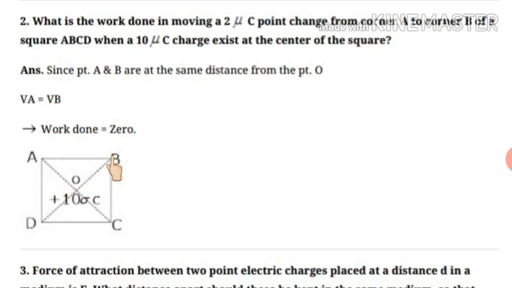Okay, now you can easily see that this A and this B are at the same distance from the center O, and if they are at the same distance from the center O, what will happen? The potential at A will be equal to the potential at B, and if the potential at A is equal to the potential at B, there is no potential difference. It means the work done in moving a charge from A to B will be 0, because there is no potential difference, and we know this thing.